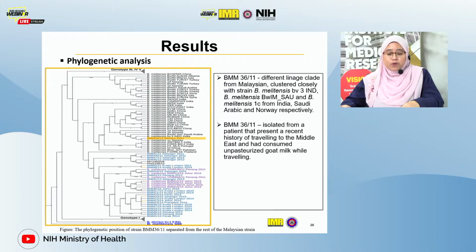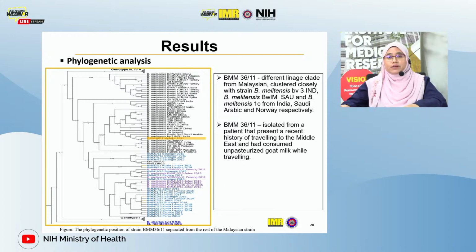While this topology showed only genotype 2, East Mediterranean, we can see that strain BMM36/11 unexpectedly shows a different lineage clade from the Malaysian, as the strain was clustered more closely to the strain Brucella melitensis biovar 3 from India, Brucella melitensis BWIM strains from Saudi Arabia, and Brucella melitensis 1C from Norway.